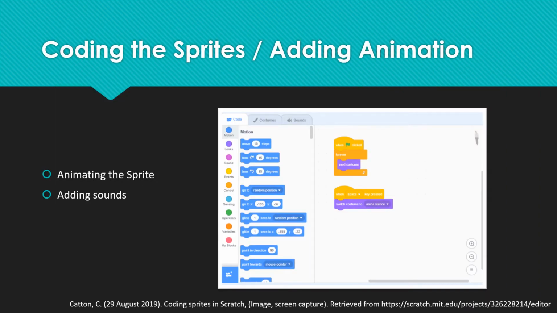So, coding the sprites or adding animation. Scratch uses a block form of coding. Scratch has blocks of sound and movement. These can be added individually, they can be set to repeat continually, or for a certain amount of steps.